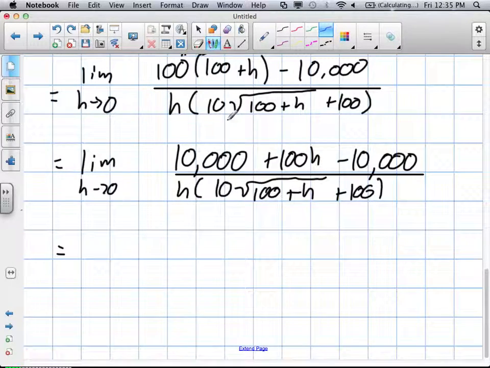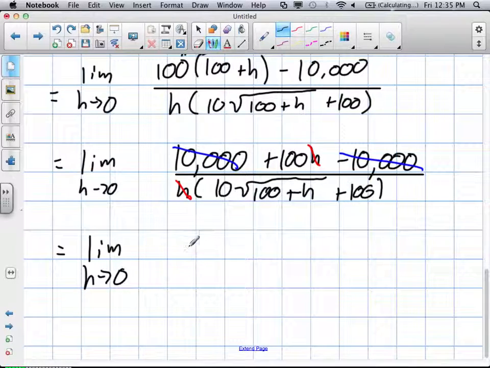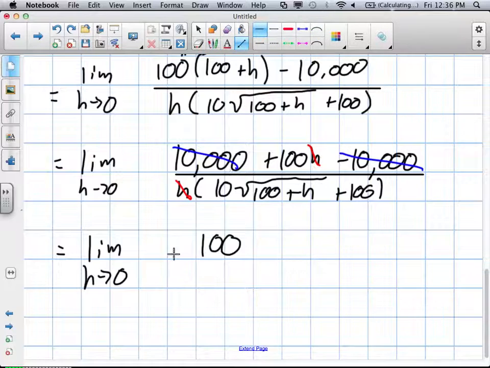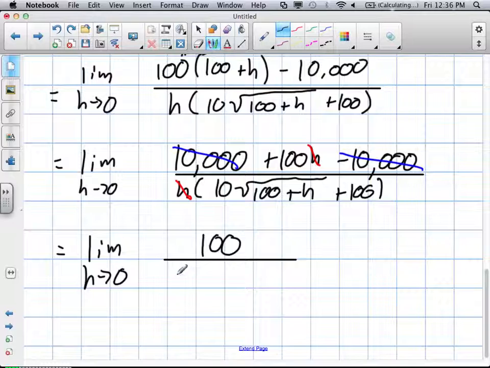We're going to do two steps here. We know the 10,000s, positive and negative, are going to create a 0. We also know that what will be left is 100h, so the h on the bottom and the h on the top are going to cancel each other out. So our limit as h approaches 0 is now 100 on the top, and once we've gotten rid of the h on the bottom, we're getting much closer to finishing up our answer. And we have 10 times the root of 100 plus h plus 100.